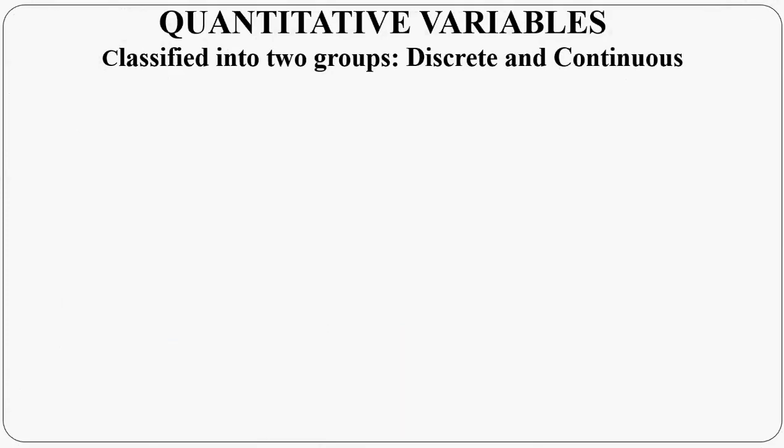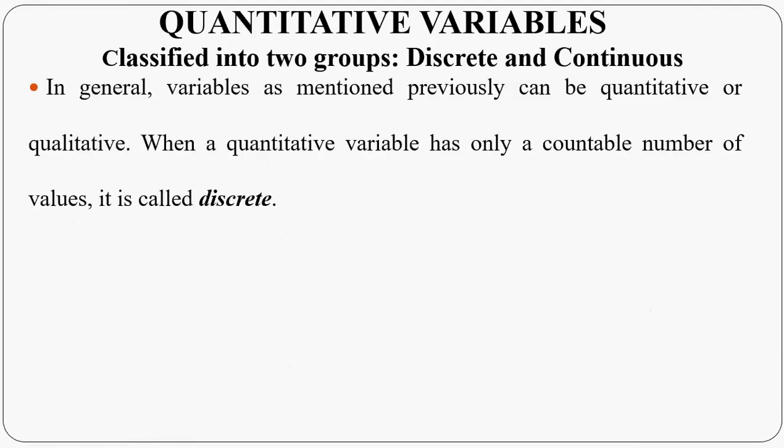Now let us understand, quantitative variables are classified into two groups, discrete and continuous. What is discrete? In general, variables, as mentioned previously, can be quantitative or qualitative. When a quantitative variable has only a countable number of values, it is called discrete. I repeat, students, please be very careful. Countable number of values. When it is countable, it is called discrete. This is what one has to keep in mind to understand and classify which example belongs to discrete and which belongs to continuous. I will be checking you very shortly with some examples. Get ready.